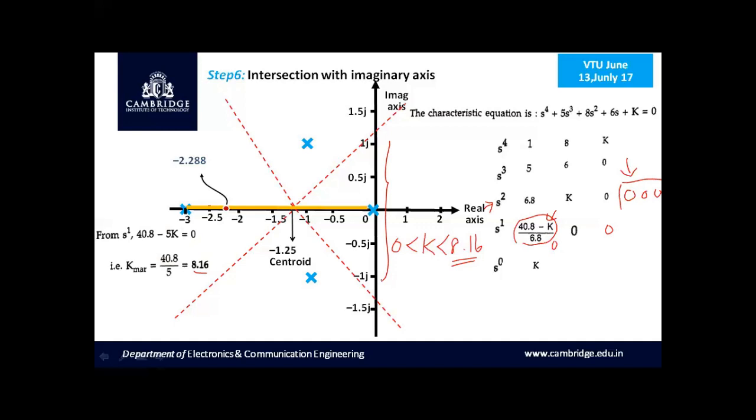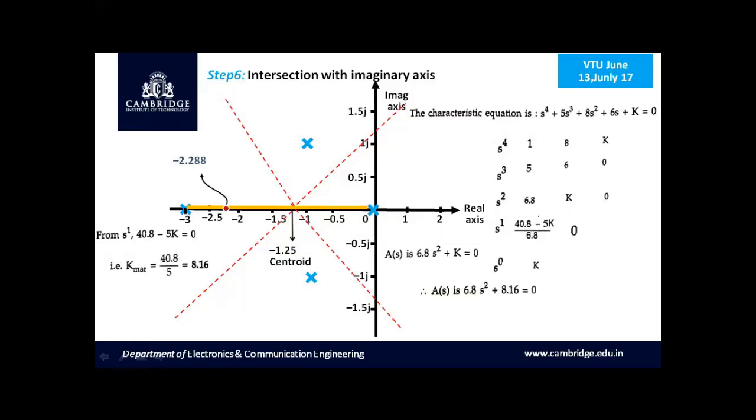This we have discussed already with respect to route stability criterion, a special case too. Therefore, exactly at k margin equal to 8.16, this complete s to the power 1 row becomes a complete 0 row. And now we can take the auxiliary polynomial, that is the previous row of the s to the power 1 row, that is a complete 0 row, which is given by A of s is equal to 6.8 s square plus k equal to 0. This is exactly when you substitute for k as 8.16. 5 into 8.16 will be equal to 40.8. Hence, the first element becomes 0.